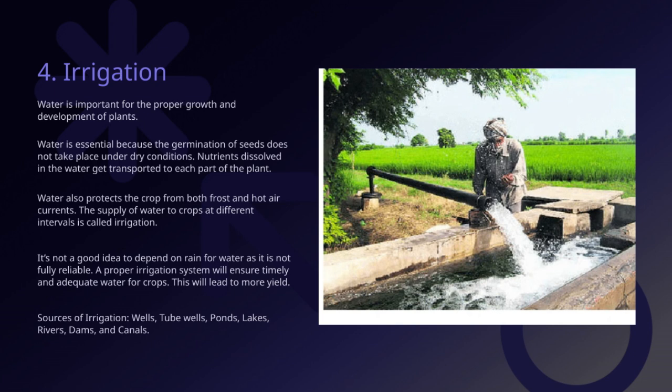Additionally, nutrients dissolved in water are transported throughout the plant, helping it grow healthy and strong. So, water isn't just about hydration. It's fundamental for the plant's development, ensuring proper growth and productivity. This is why efficient irrigation is such a crucial part of successful farming and overall food security.